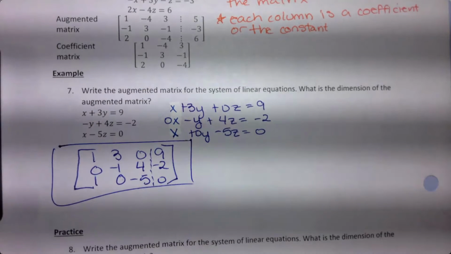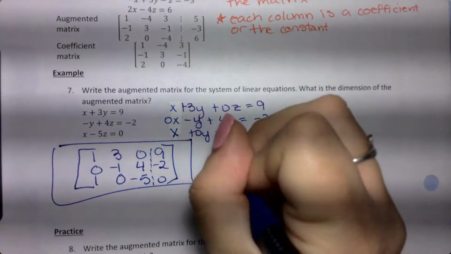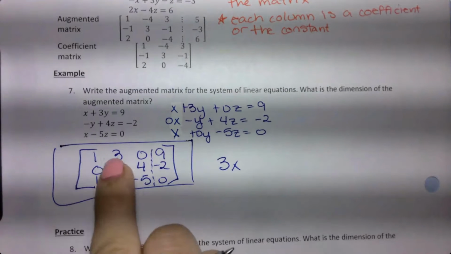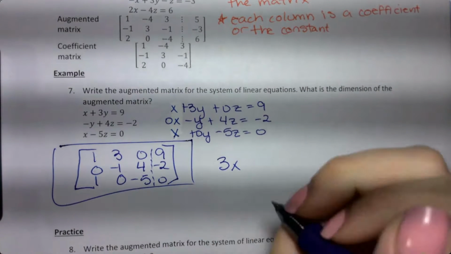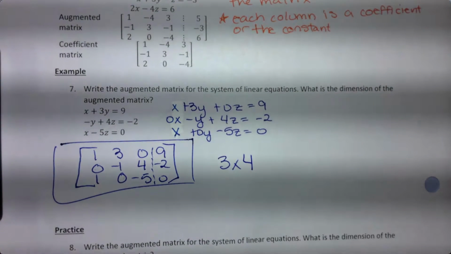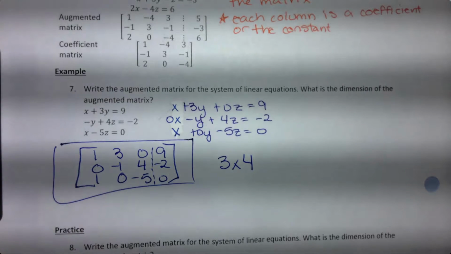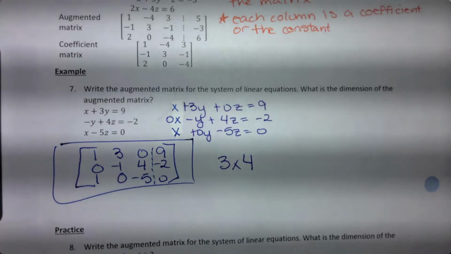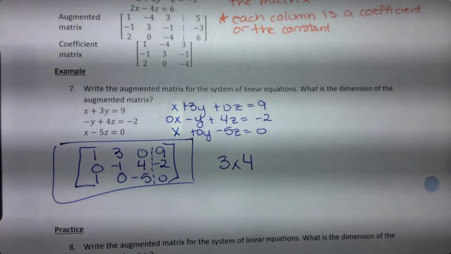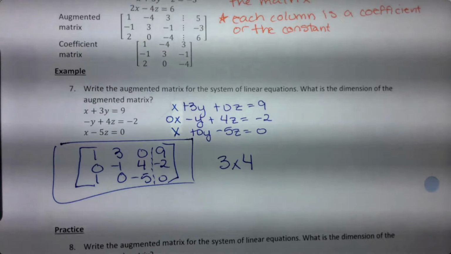Now I need to give the size. I have 1, 2, 3 rows and 1, 2, 3, 4 columns. So tomorrow in our notes we will be solving using these augmented matrices, but today we're just practicing getting them. So take a few minutes, work on number 8, and then play the video when you are ready to check your answer.